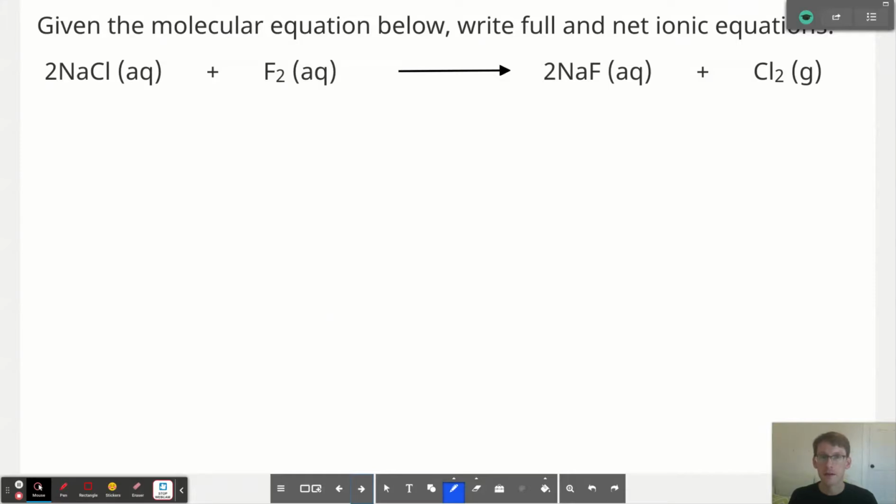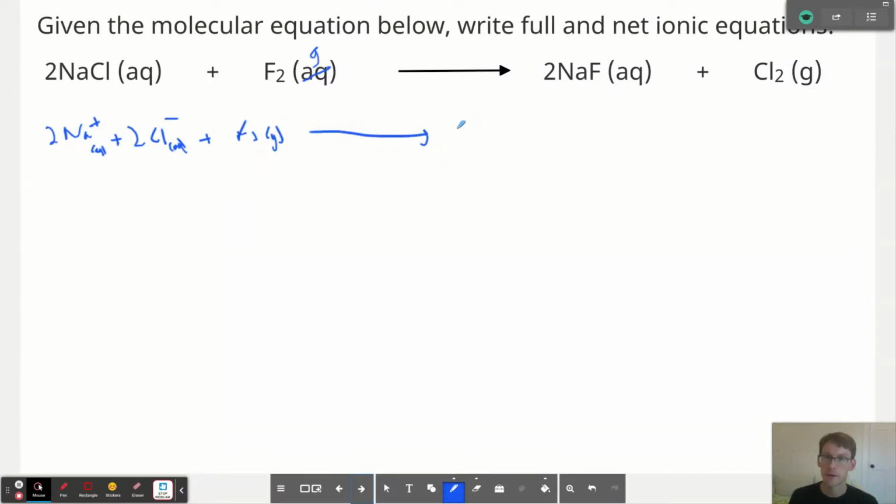Notice that we have, this should be F2 gas. This is going to be a single replacement reaction because we have a compound and an elemental gas, I should say, forming a new compound and a new element. So what we can say is we have 2Na+ plus 2Cl-, and both of these are aqueous, plus F2, which is a gas.